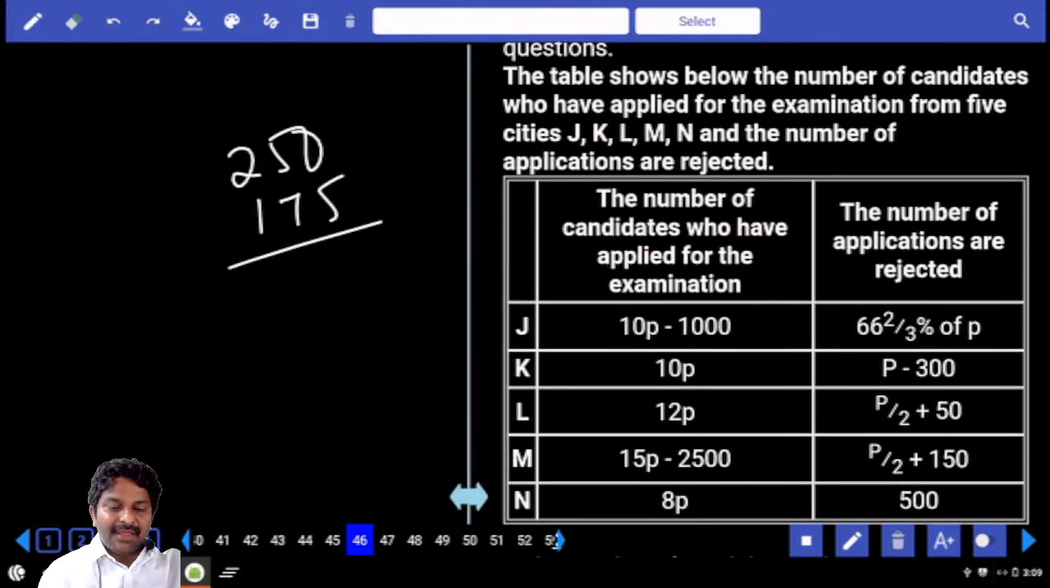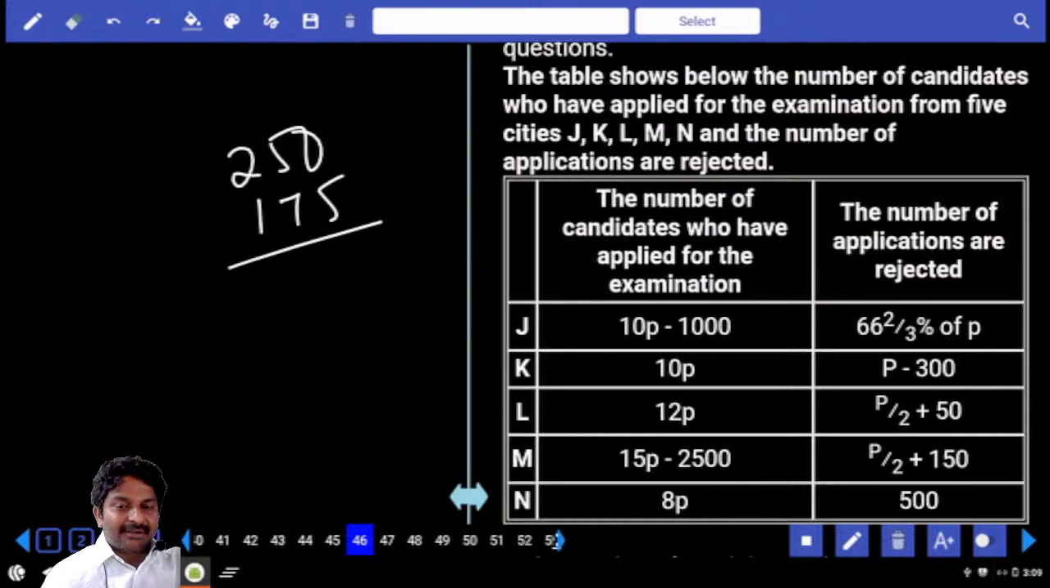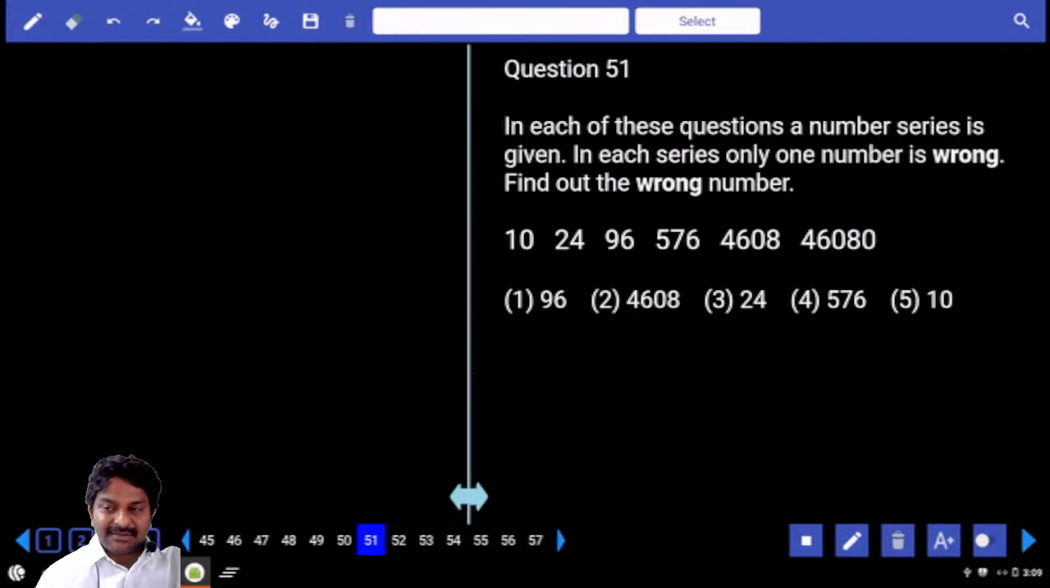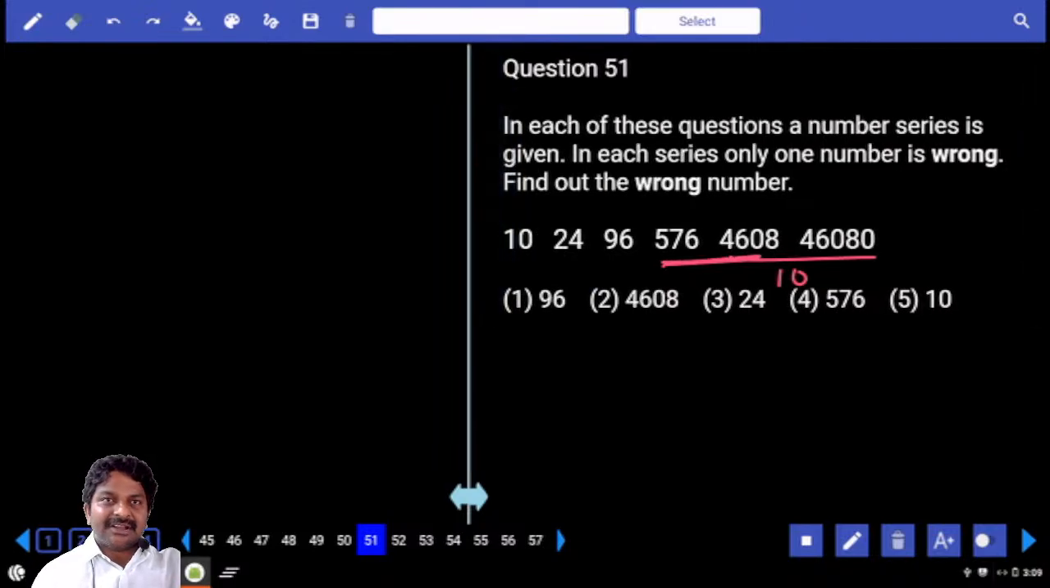Right. So now we have a table from 46 onwards. Hold it. Let's see another question. Wrong number series. We can give a try. If we observe the last two numbers, how many times is that? 10 times. The previous two numbers are definitely not 10 times. We are sure about it.